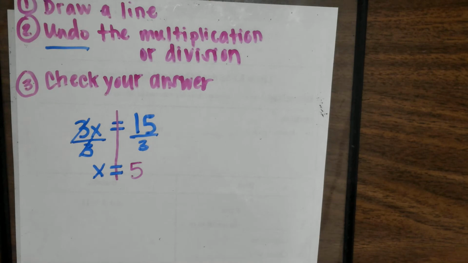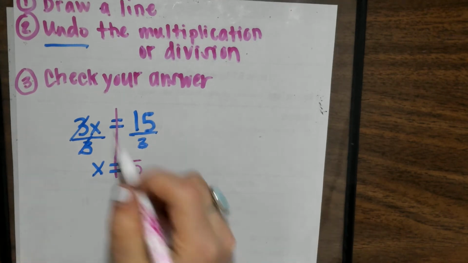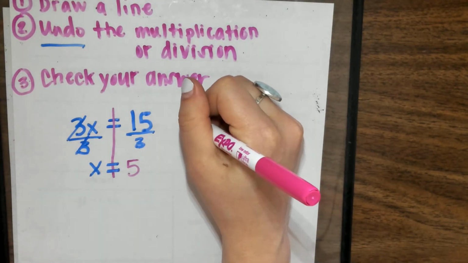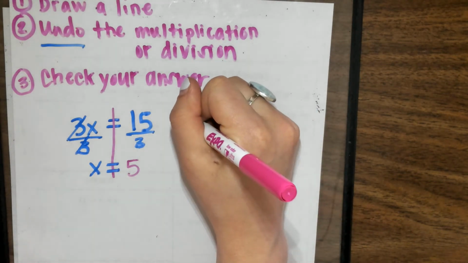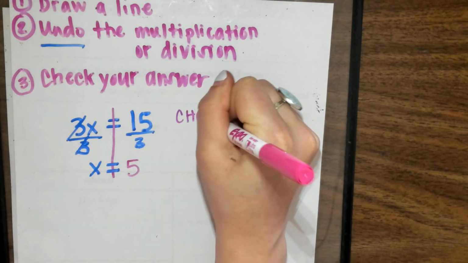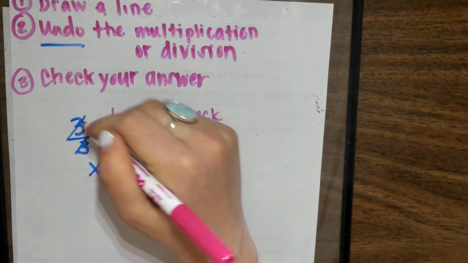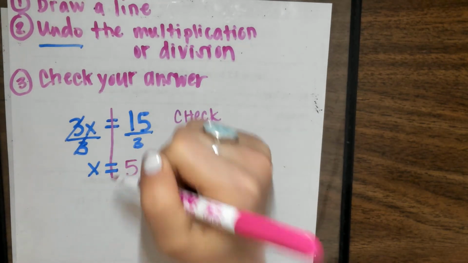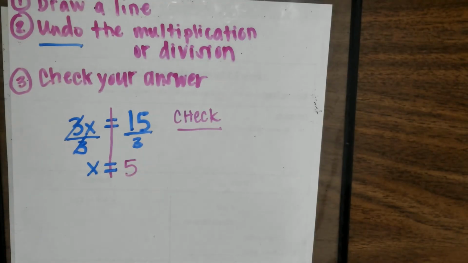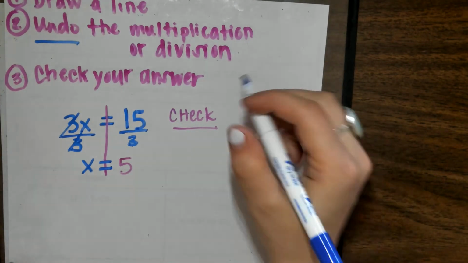Okay, let's go ahead and check our work real quick. Remember, we always need to check our answer. That's the third step. So here's my check over here. And when we check our work, we're just taking this original problem and plugging in that number. So lesson 6.1, we're just testing the solution.